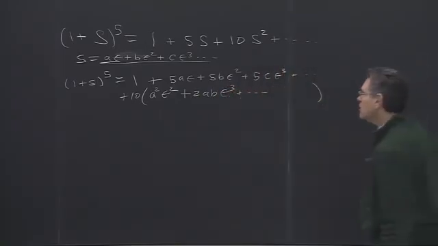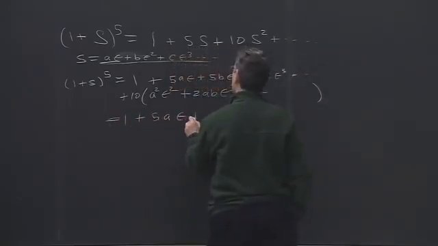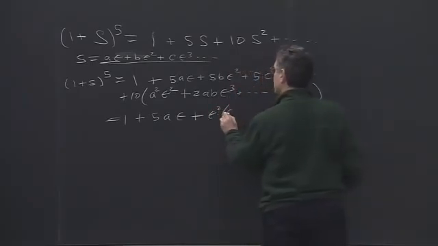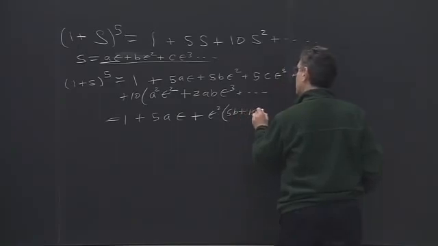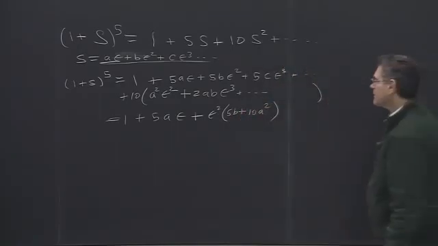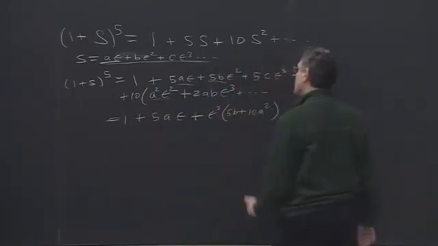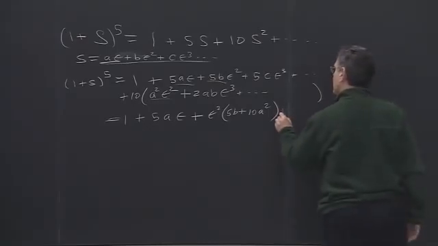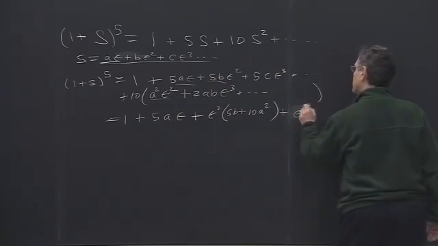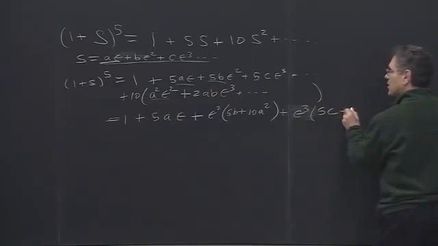If you write this out, you get 1 plus 5A epsilon plus epsilon squared times 2 terms: a 5B plus a 10A squared. And I don't know whether we have the strength to keep going, but maybe. Then we have epsilon cubed times 5C, and then plus 20AB.